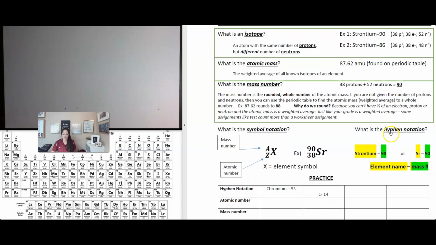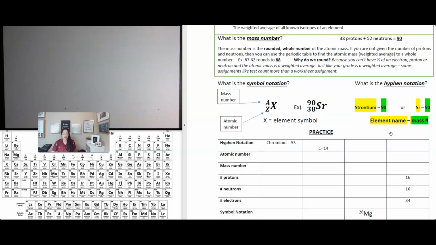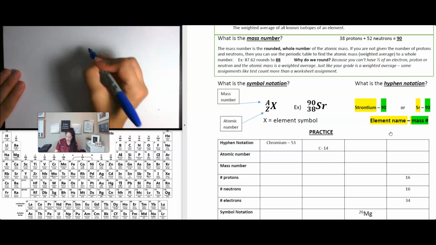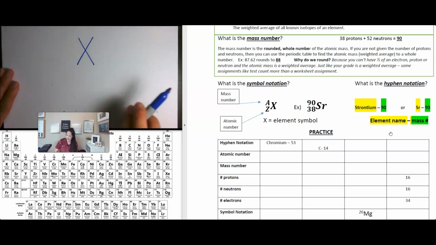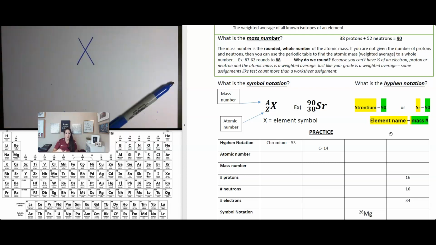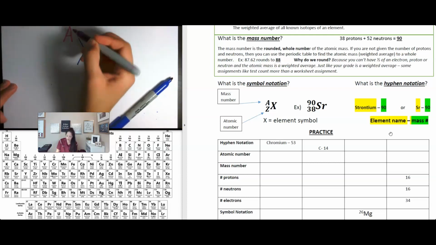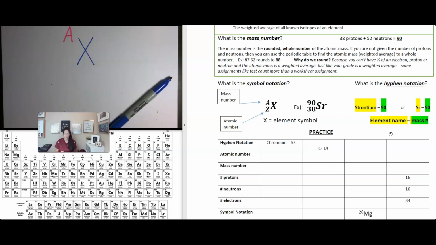Let's look at some new information. Symbol notation. It's just a simple way to write all of this information so we have it in one place. It's always going to be written the same way. You're always going to have an element symbol in the middle, and then you're going to have your mass number at the top. A lot of times it'll be represented by an A, and then you're going to have your atomic number on the bottom, which is usually represented by Z.